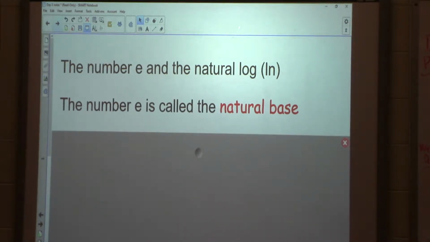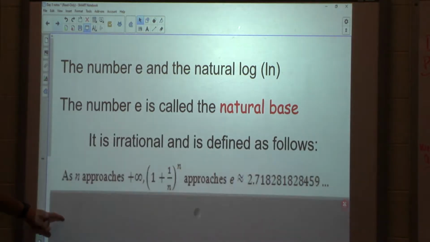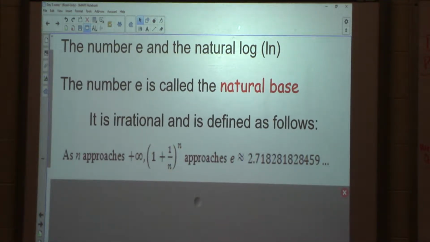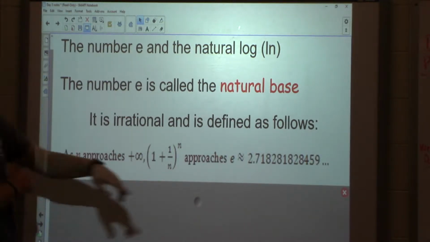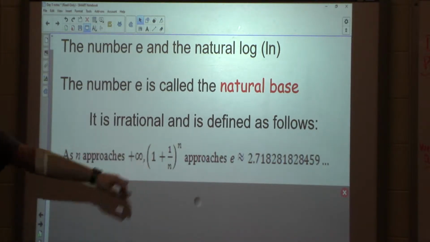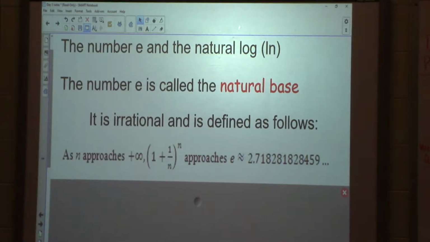So that's our first fill in the blank there. It is the natural base and it is irrational. Remember that means it just goes on forever and ever without repeating. It's defined as follows: as n approaches infinity, 1 plus 1 over n to the n power approaches 2.71828182845. You don't need to memorize the digits of e, or what this definition actually means. We do need to know that e is a number, about 2.71, 2.72.